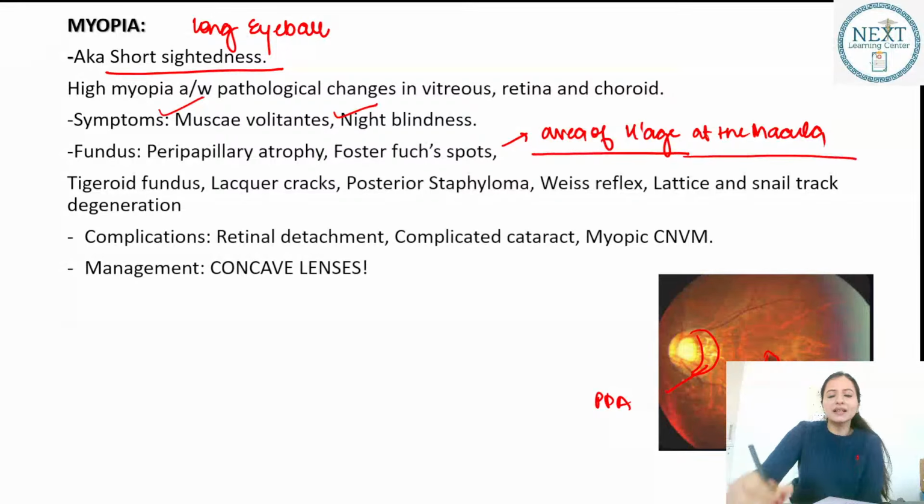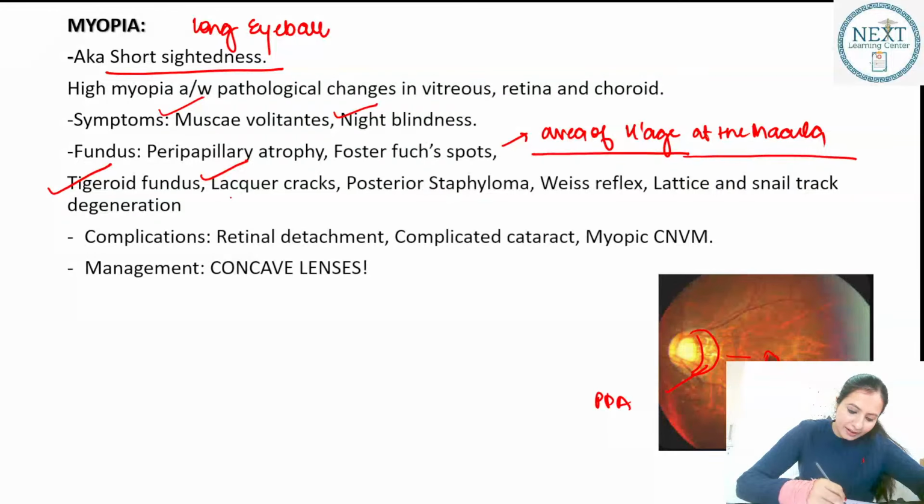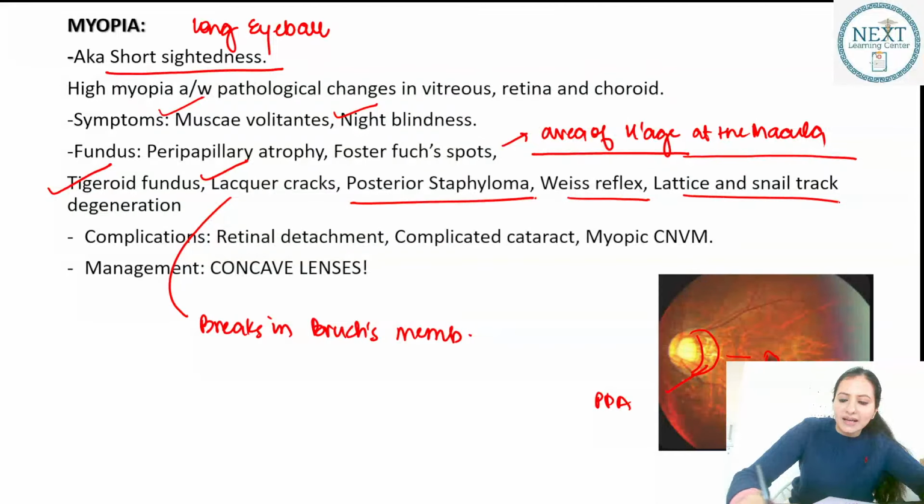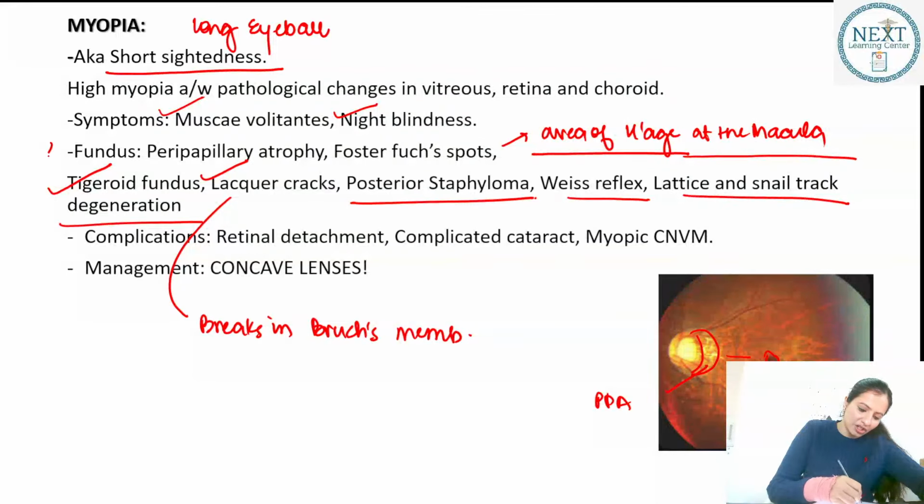Then what happens is everything is stretched, so there will be more visibility of choroidal blood vessels. So there will be tigroid fundus, lacquer cracks are here. Lacquer cracks are your breaks in the Bruch's membrane. Then there will be posterior staphyloma, Weis reflex, and the lattice and snail tract degeneration. So this is an important question.